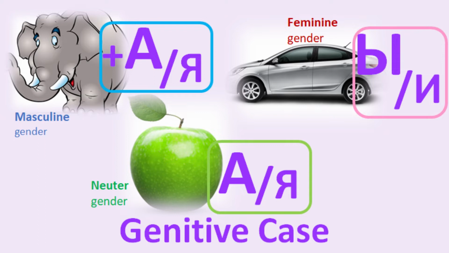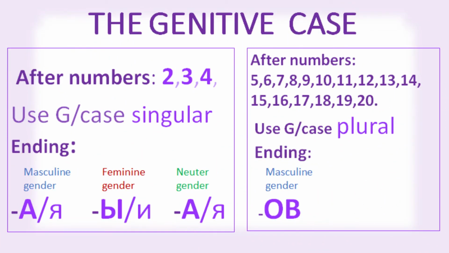See Grammar Lesson 5 Part 1 for singular endings in the genitive case for masculine, feminine and neuter gender of nouns. Use the singular ending in the genitive case after numbers 2, 3 and 4. For numbers 5 to 20, use the plural ending of.